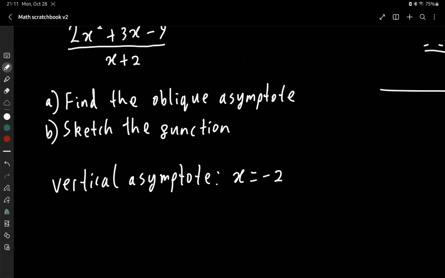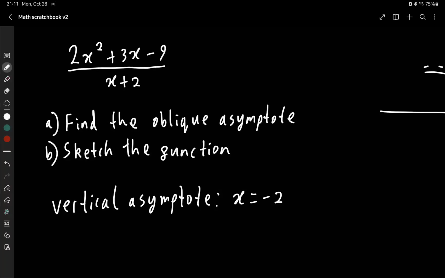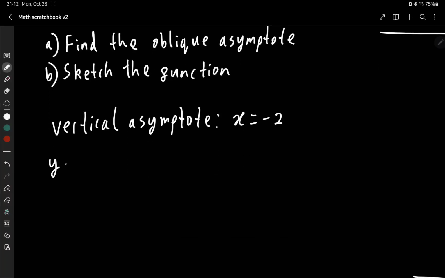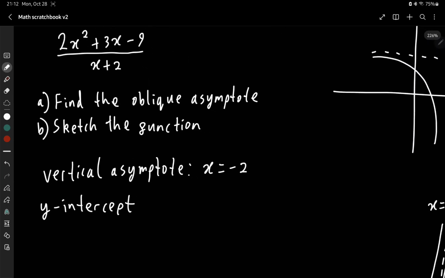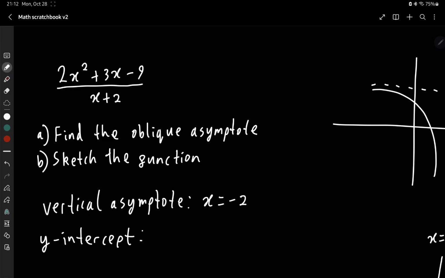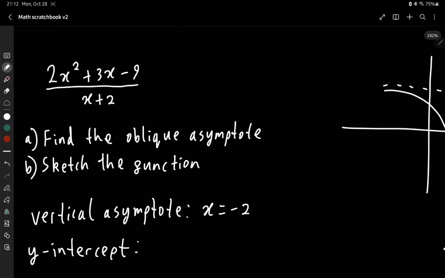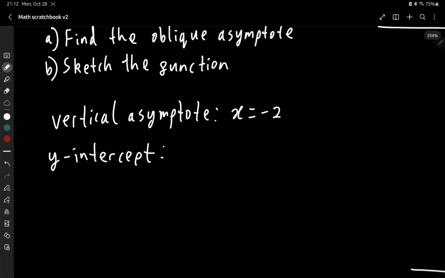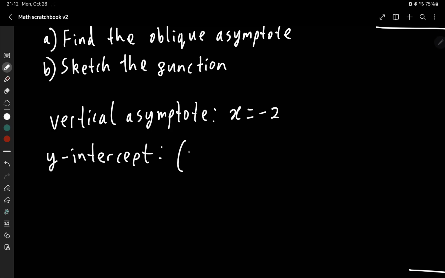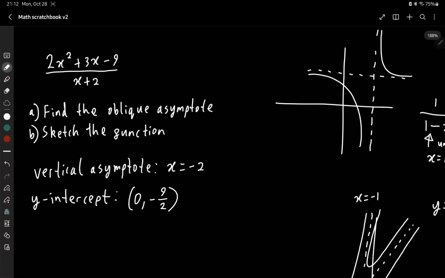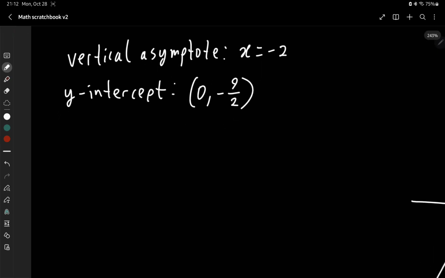Now we need to look at the intercepts, because that's the next easiest thing we can get. The y-intercept is when you set x to be 0. If we do that, we just get -9/2. So it would be at (0, -9/2). Because remember, the y-intercept is just when x is 0.